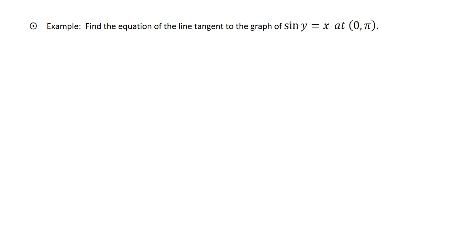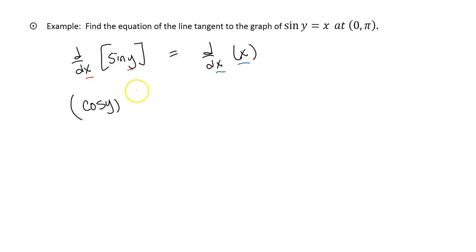You can even do it with some interesting functions like this. So this says sine of y equals x, and this is actually a function of y. So it's kind of like the sine function, or the sine wave turned on its side. But it works exactly the same. So we would take the derivative with respect to x of sine of y equals the derivative with respect to x of x. So again, I have a match here and I have a mismatch here. So this is going to be cosine of y, because that's the derivative of sine, times dy over dx, and this is going to be 1.